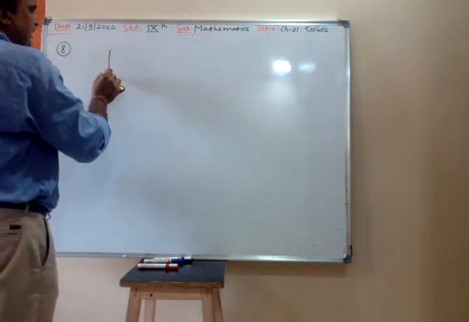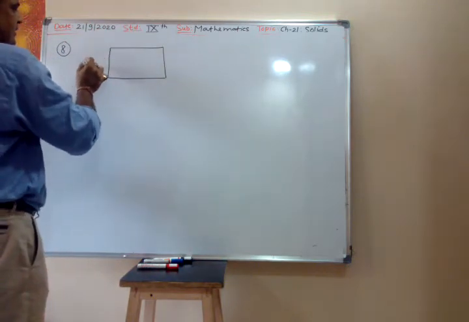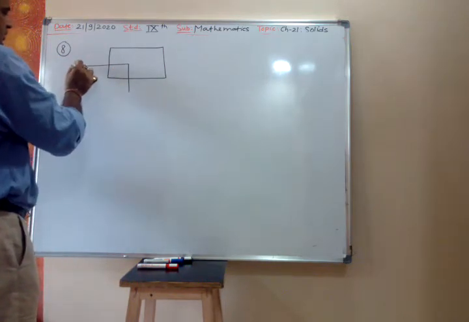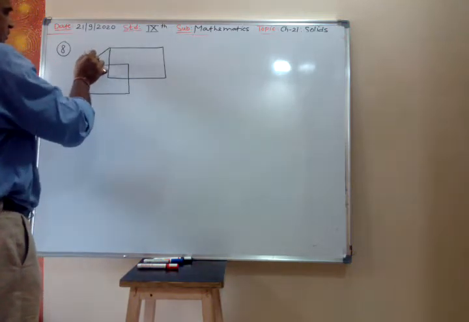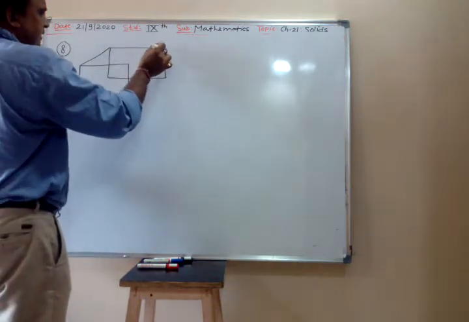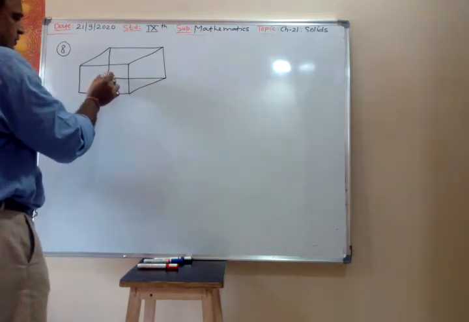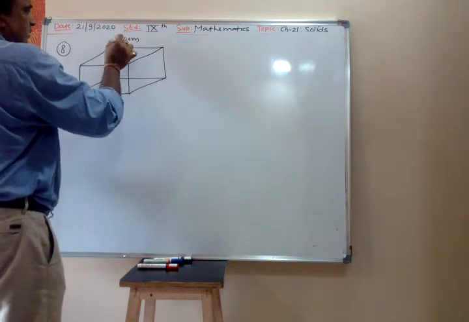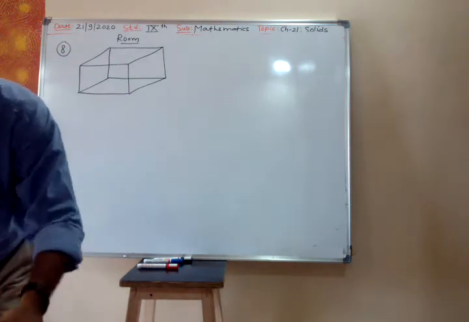So we take a rectangle, fit another rectangle. The room is of cuboid shape. The dimensions are different, means it is of cuboid shape. This is my room. The ratio of length and breadth is given.